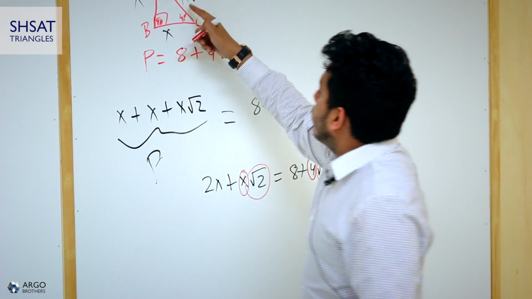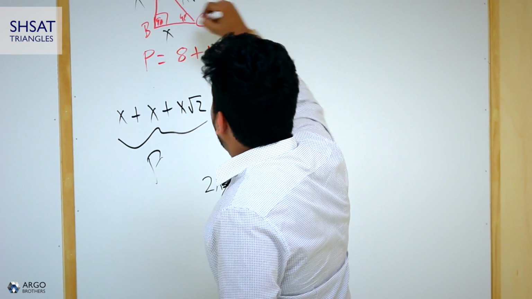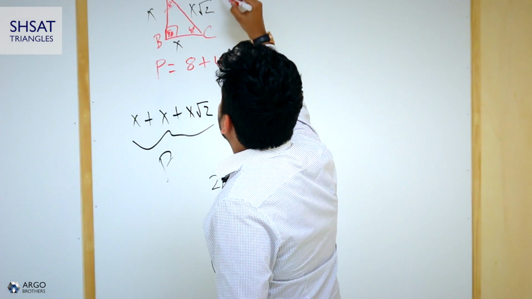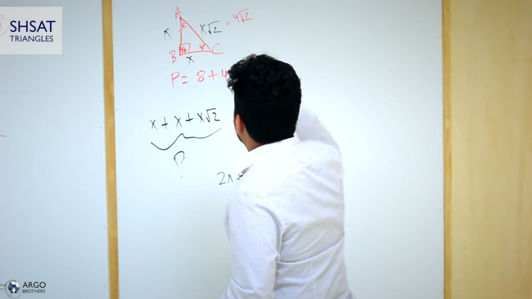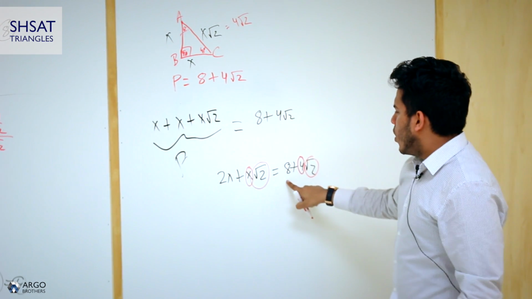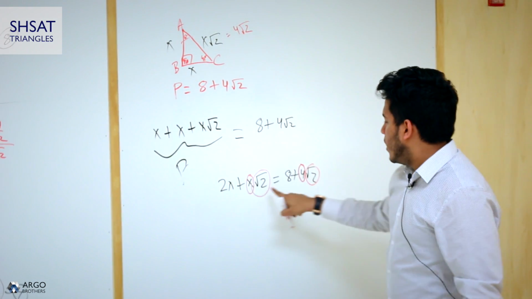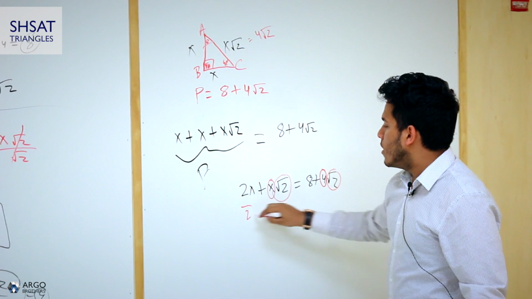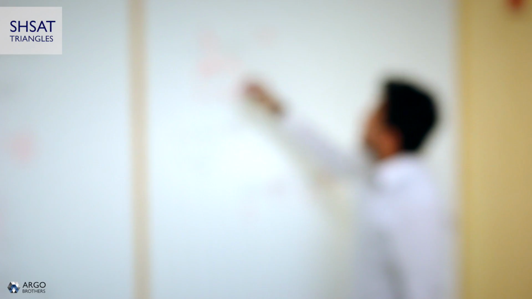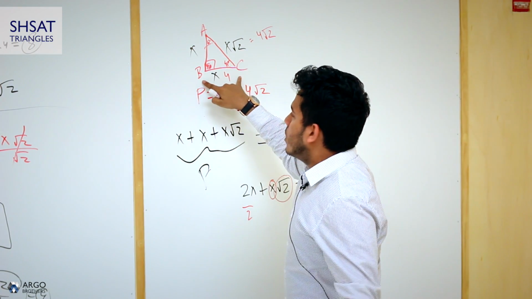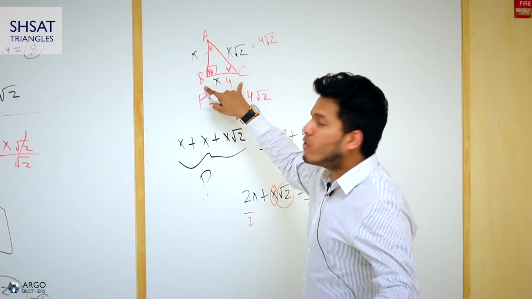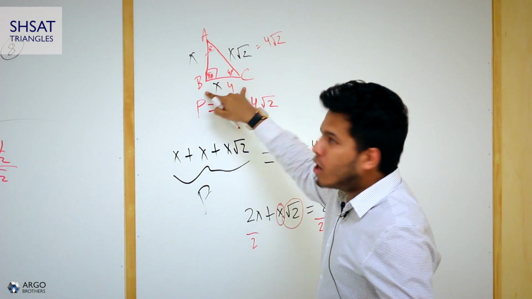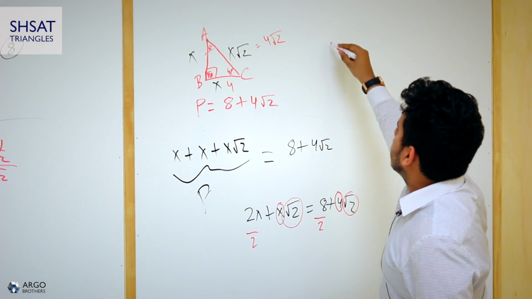So x over here is equal to 4 radical, well, the hypotenuse in this figure is equal to 4 radical 2. And then over here, what I know is that 2x is equal to 8. Therefore, I can divide both sides by 2, and x is equal to 4. So x is equal to 4. So the answer to my original question, what is the length of BC? That would be 4.